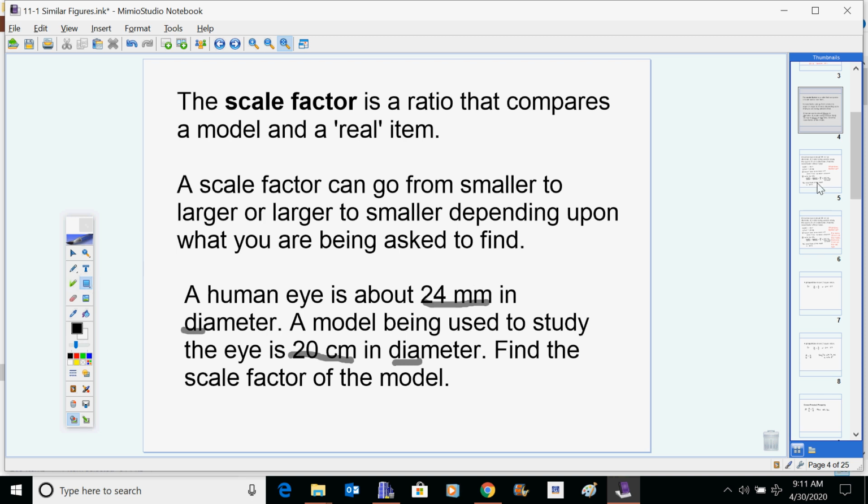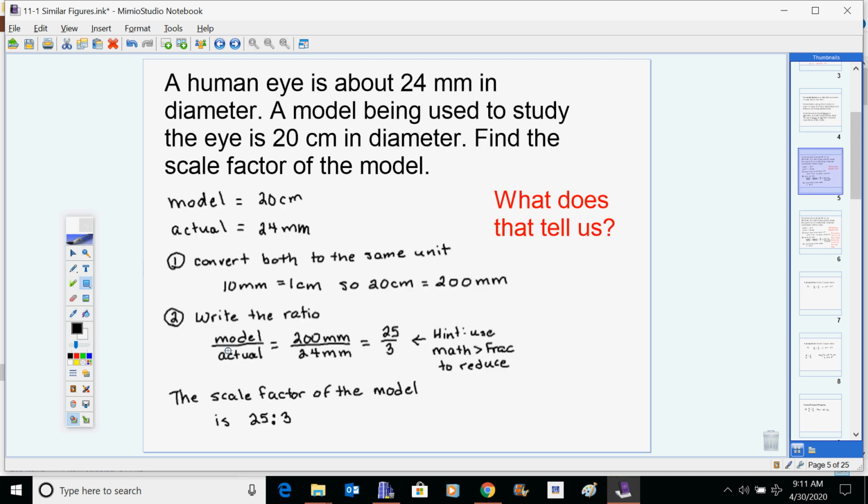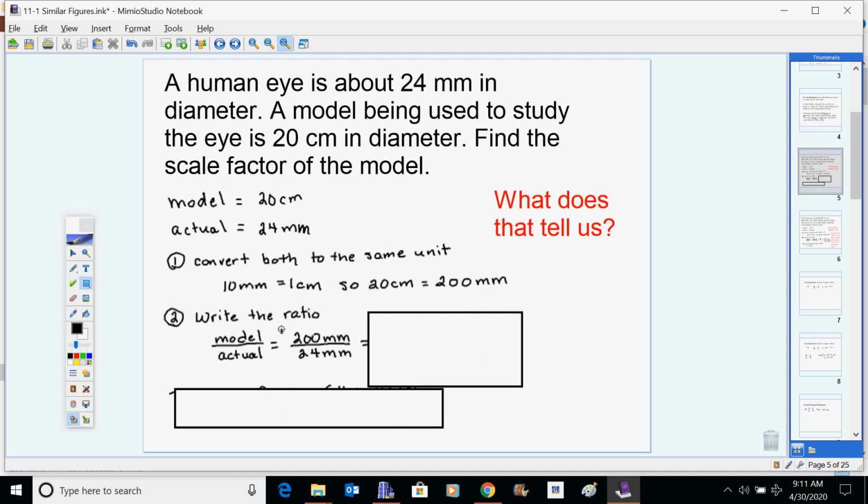I want to try to not have you see all of it all at once. So first of all, in our comparison, we're comparing the model to the actual. The model compared to the actual. Our model is 20 centimeters, where the actual is 24 millimeters. Notice that the units are different. But in order for us to do that, we need to think about how many millimeters 20 centimeters is, because the actual is in millimeters.